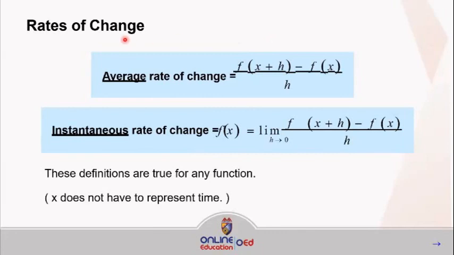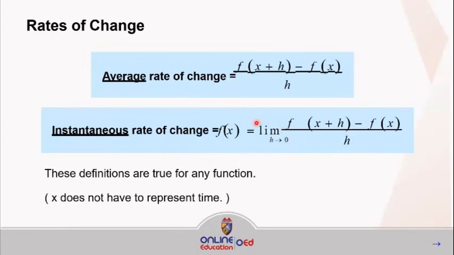So, dito, for the rates of change, we have daw yung halos same lang siya ng formula natin, which is the average rate of change, which is equivalent sa f of x plus h minus the f of x over h. And then we have also yung instantaneous rate of change, which is equivalent lang siya dun sa f prime of x.